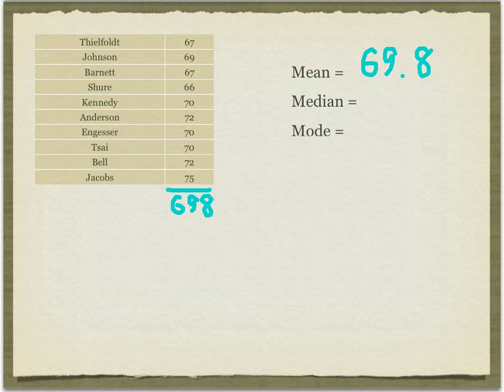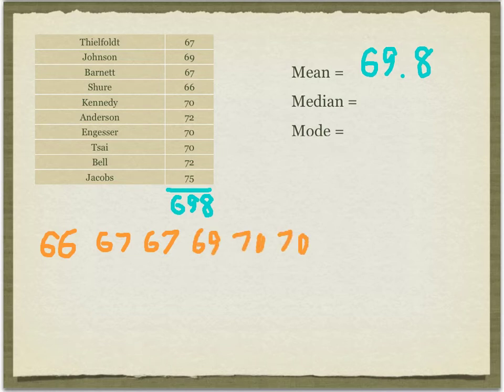Now the median, a little trickier because I can't just take the numbers in this order. I would like to have them in order. So I've put these numbers in order. I'll write them out here. So we have 66, that's Nick Schur, 67, 67, 69, then we have 3 70s, I believe, right, and 2 72s, and we have Special K here who's at 75. So there's my 10 pieces of data.